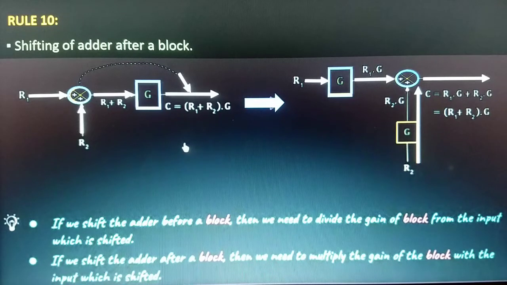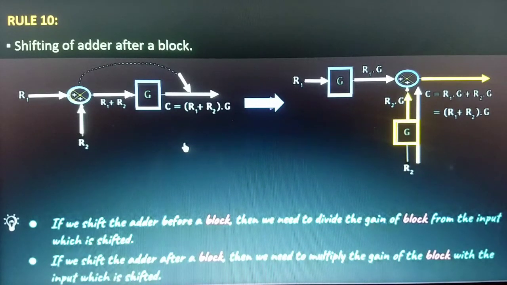So we can see that the factor of G should be multiplied with R2 in order to maintain the output. Already here we have the input of this adder as R1G. If you multiply a block of gain G with this input, we will have R2G as an input, and finally we'll have the output as R1G plus R2G. So let's check this. If you multiply a block of gain G with this input, then the output of the block will be equal to R2G, which is the input of this adder, and now the final output will be equal to C is equal to R1G plus R2G.